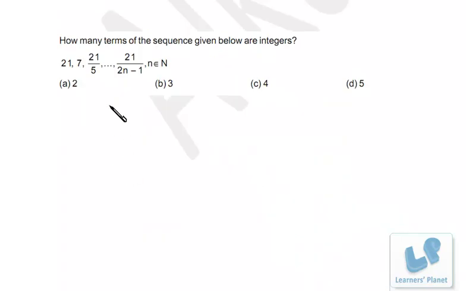Now let's see this question. How many terms of the sequence given below are integers? It's 21, 7, 21 by 5. The general term for the sequence is 21 upon (2n − 1), where n belongs to natural numbers. Now this is a general term. So this term will be an integer only if 2n − 1 is a factor of 21, right?